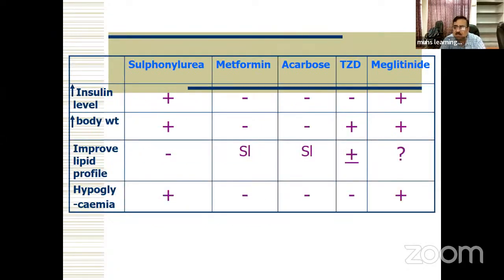So this is a chart I have prepared. Insulin level increases with all of them, except with sulfonylurea and meglitinide. Body weight is increased by sulfonylurea, thiazolidinediones, and meglitinide. Most of them improve the lipid profile, particularly metformin and acarbose. And hypoglycemia is noted more with sulfonylurea and meglitinide. Most of them are not used.